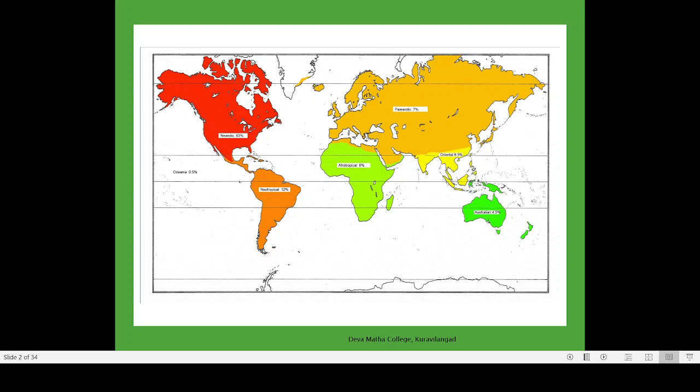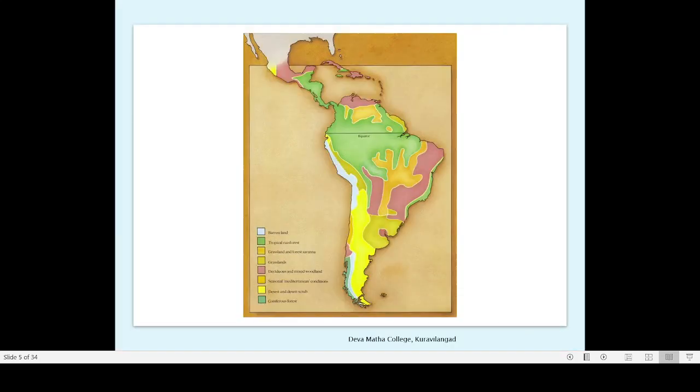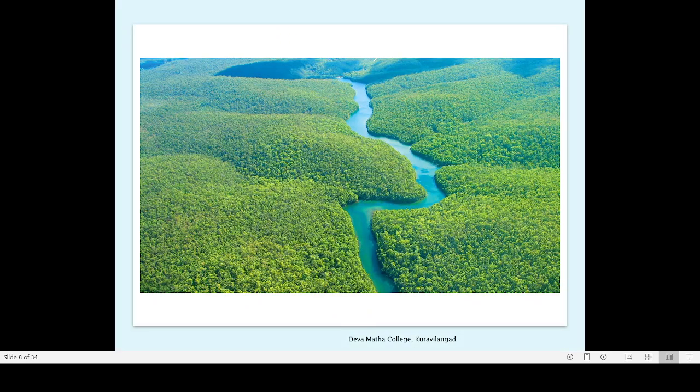That movement of animals, or migration of animals from north to south and from south to north, is known as the Great American Interchange. So it's one of the greatest migrations in animal history. That is the importance of this region.